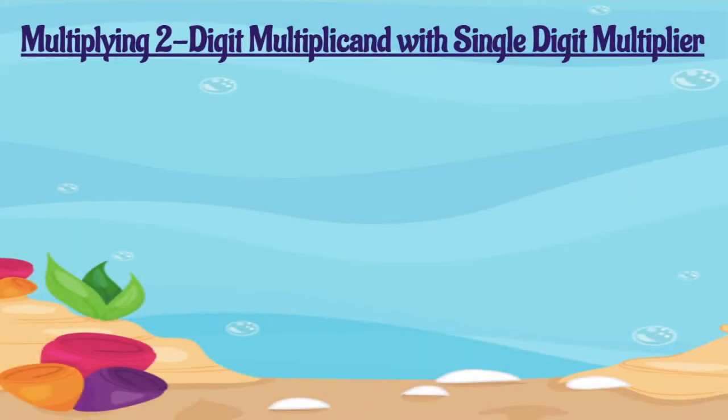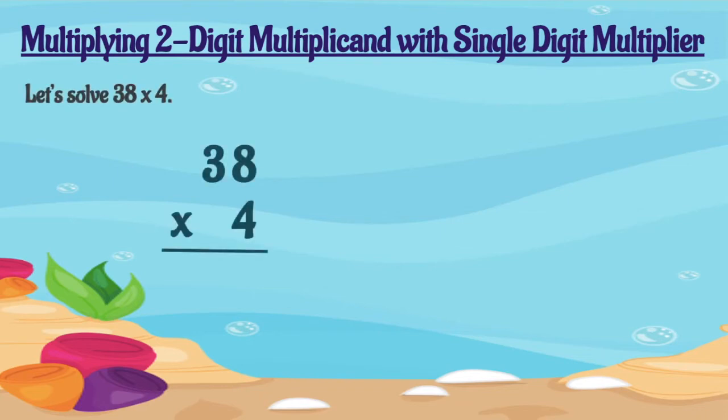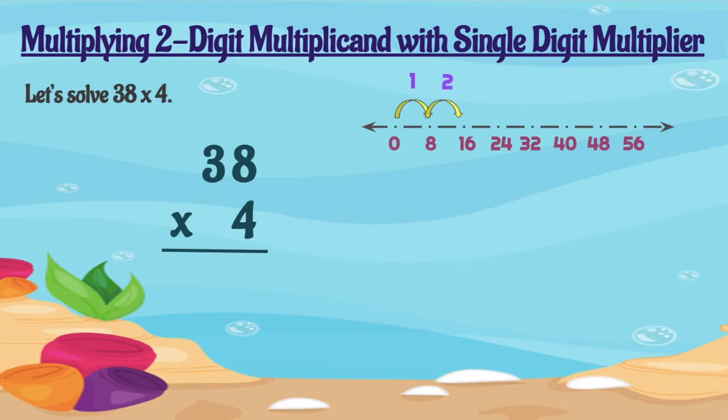Let's have another example. Let's solve 38 times 4. Again, let's list it down into columns and start multiplying in the ones place. In this example, learners, what digits are in the ones place? It's 8 and 4. You're right! So, let's keep count by 8. 8, 16, 24, 32. Good counting, learners! We're going to put 2 below 4 and carry 3 on top of 3.